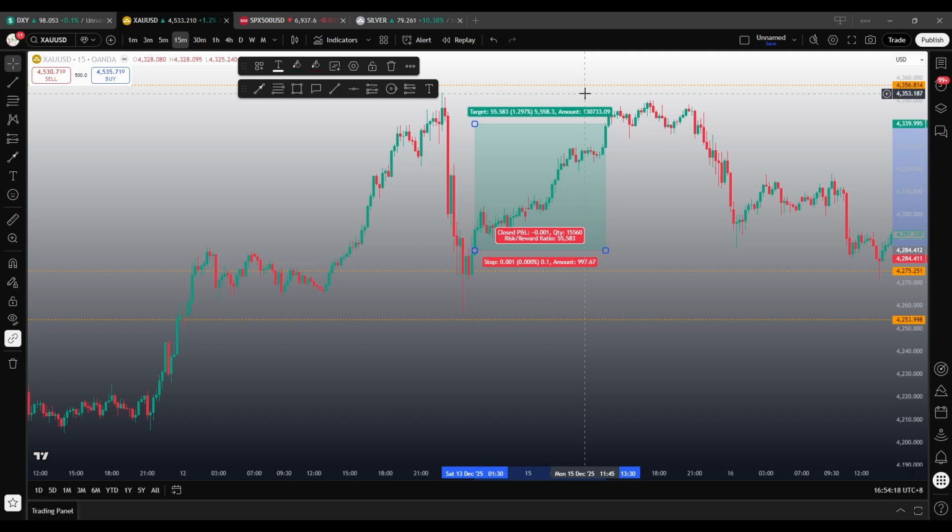Alright, that's basically it. So going into 2026, this is the perfect strategy to use for your funded accounts. And I hope you guys have a successful trading journey and never give up.